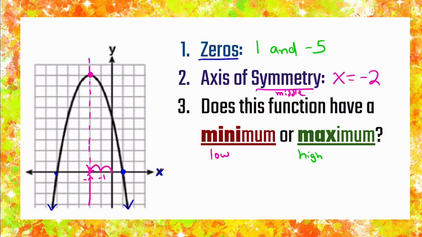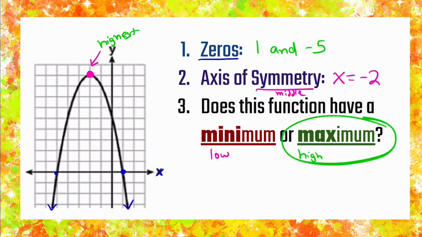Now something else that we can tell from this graph is whether it has a minimum point or a maximum point. And here's how we do that. We look for the middle point of the graph, which is right here. We have to ask ourselves, is this point the highest or the lowest point on the graph? What do you think? So because our middle point is the highest point of the graph, we would say that this has a maximum. It has a highest point.